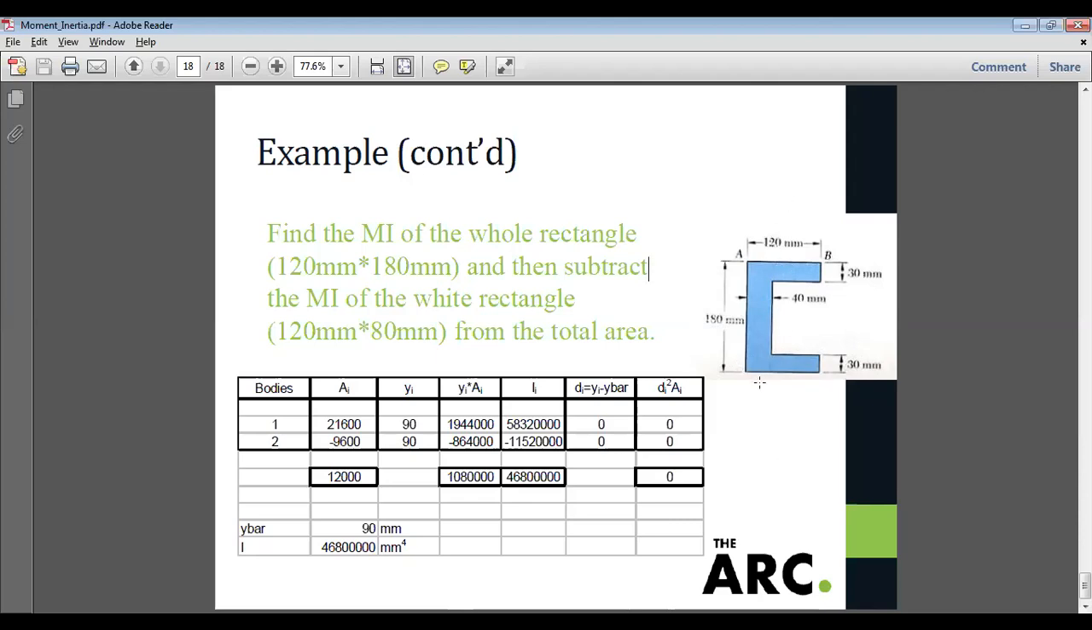So we can see the different axes. First of all, what we need to know is the moment of inertia of the whole rectangle, 120 by 180. We have two methods to solve this problem.